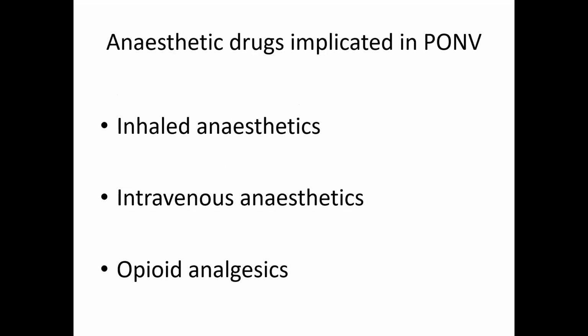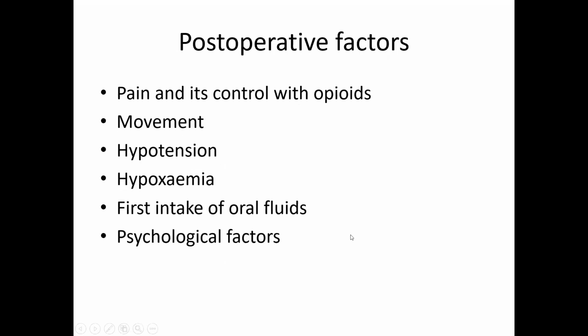So inhaled anesthetic agents are responsible, and also intravenous anesthetic agents, with the exception of propofol, and opioids have always been known to cause nausea and vomiting. Some of the other factors that can cause nausea and vomiting would be pain. I talked about the pain. Hypotension can also cause vomiting. Hypoxemia can cause vomiting, and also involvement of the cerebral cortex, which will eventually affect the psychological factors.